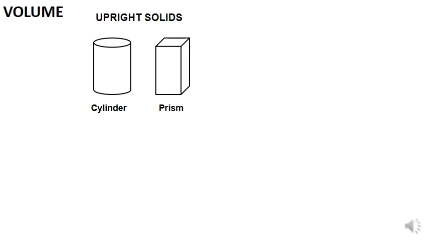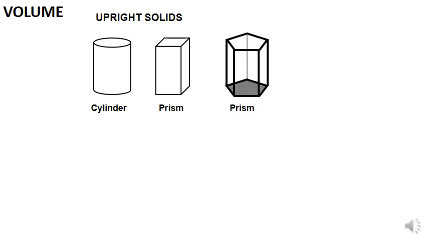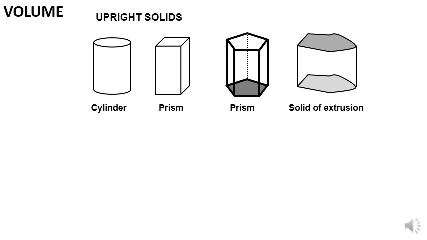So we'll have the volume of solids that are in upright position, such as, for example, the cylinder, prism, and any other solid whose cross-section is uniform across the length of the solid, such as, for example, this solid of extrusion.